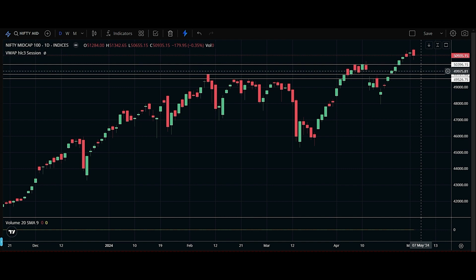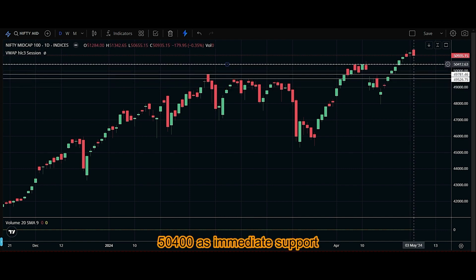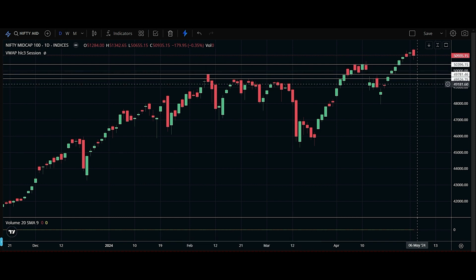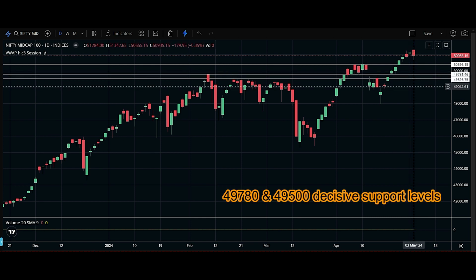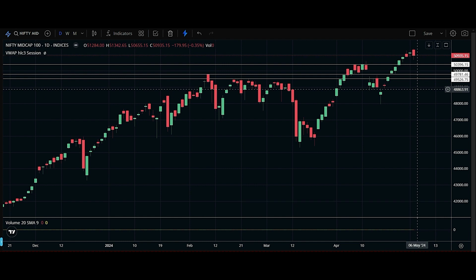Okay, so 50,400 is the important zone, the important line. If this gets breached, then we are likely to see 49,780 followed by 49,500. This support cluster of 49,500 to 49,780 is a strong support. Breaking this will be breaking bad, which has the higher chances of happening.